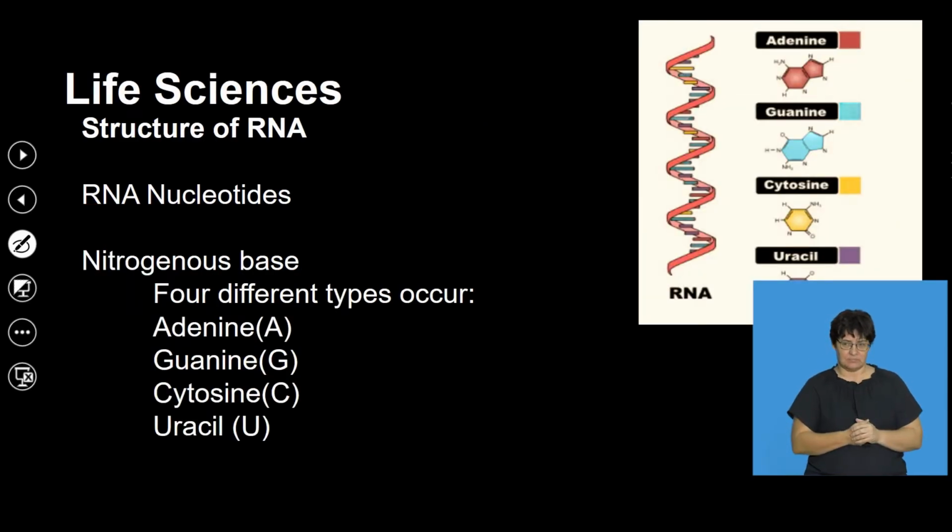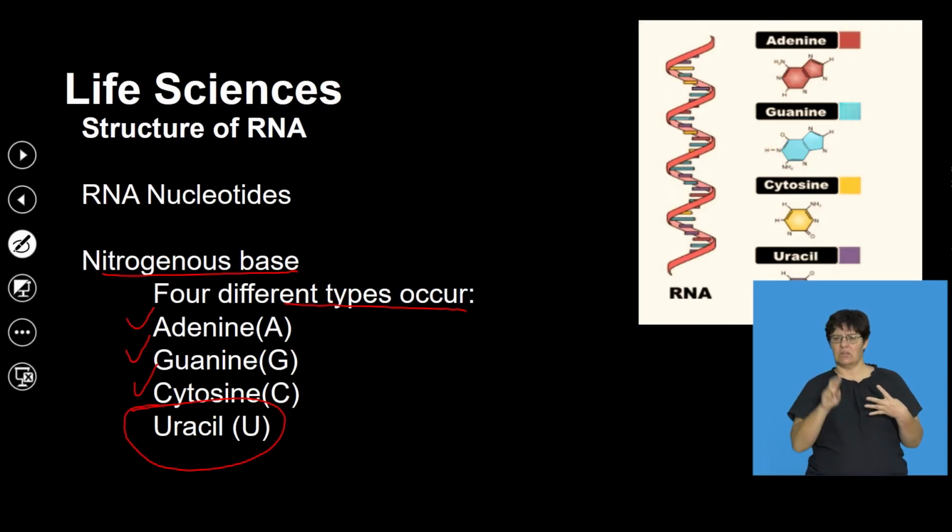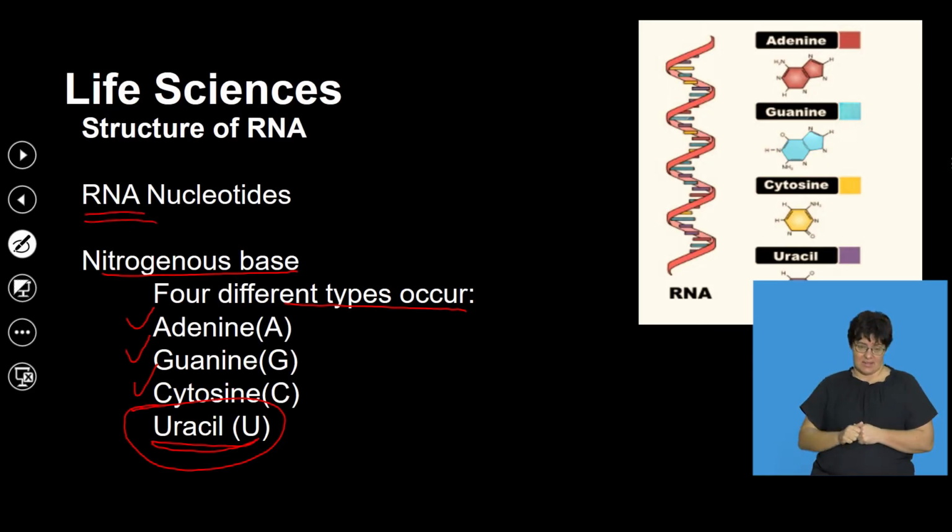When we talk of the nitrogenous bases, there are 4 different types of nitrogenous bases that occur in RNA. These are called adenine, guanine, cytosine, and for the first time we see something very different to DNA, which we refer to as uracil. And uracil is a nucleotide that is present only in your RNA nucleic acids.